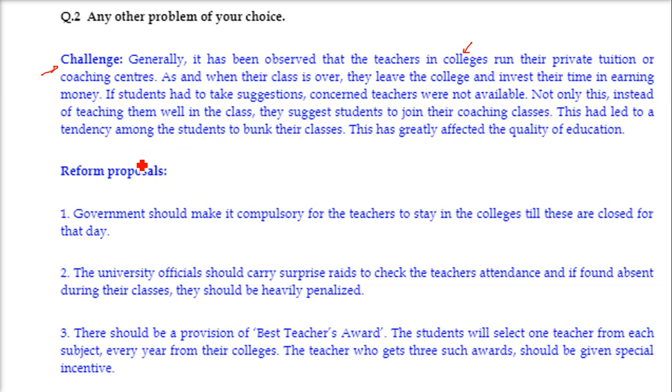So the proposals which can be given for the reform is government should make it compulsory for the teachers to stay in the colleges till these are closed for the day. The university's officials should carry out surprise raids, checks for the teachers' attendance, and if found absent during the class, they should be heavily penalized. And there should be provision of best teacher award or some reward. The students will select one teacher from each subject every year from their colleges. But teachers who get 3 such awards should be given special incentive. Like this, there can be certain permutations and combinations for this.